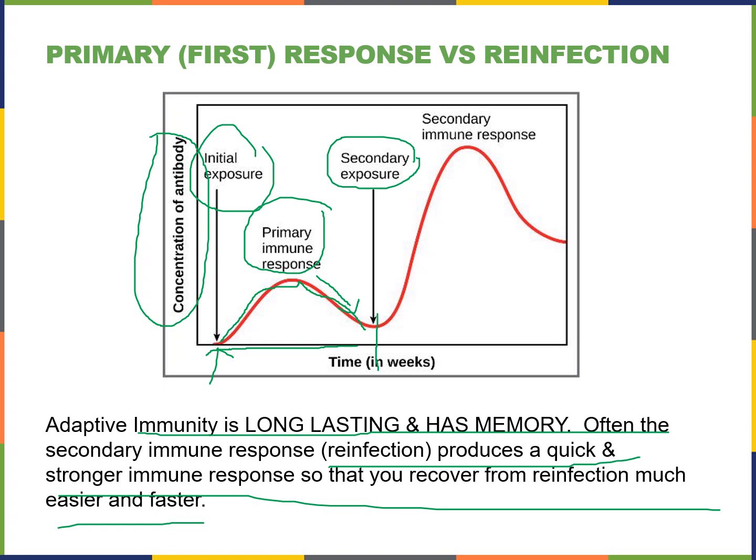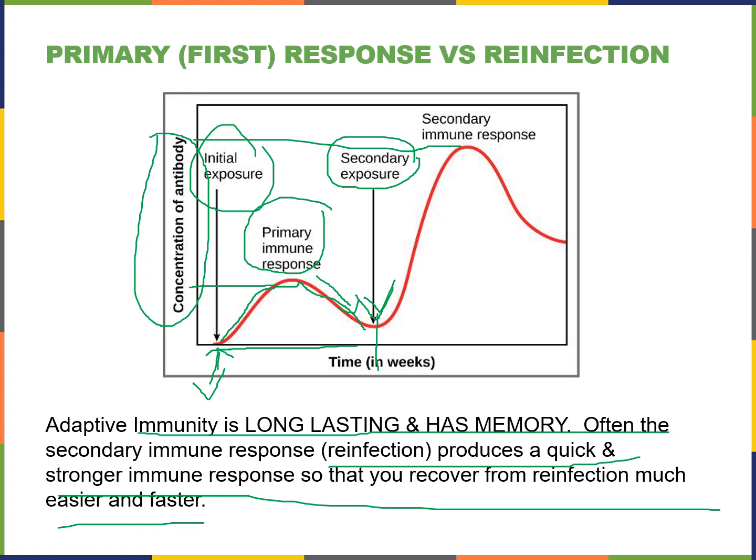So let's say this was a vaccine. Now here, the flu virus has actually entered your body. So here you got the flu vaccine, weeks ago. Now you're out and about and you get the flu virus. What happens? Well, this peak, first of all, is much higher than this peak. So the amount of antibody that's produced is significantly higher.